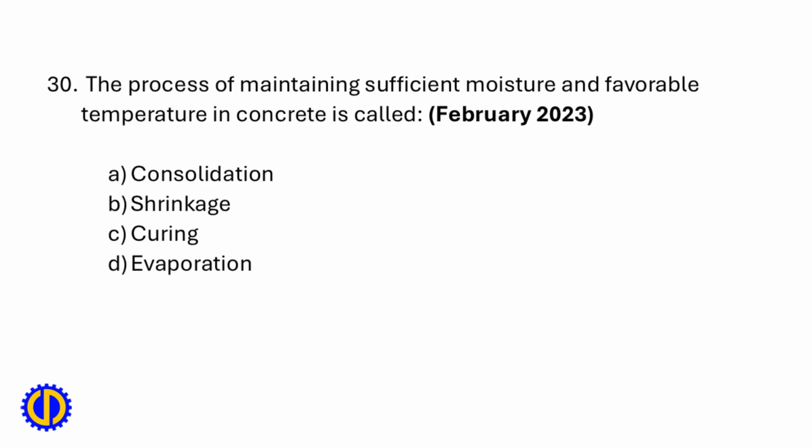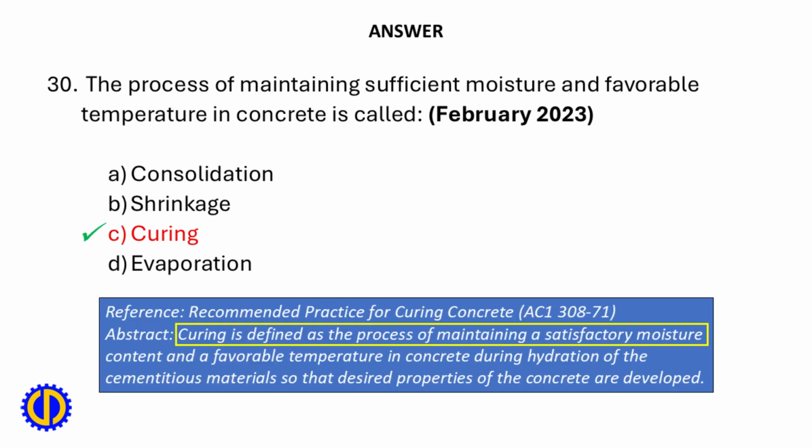30. The process of maintaining sufficient moisture and favorable temperature in concrete is called A. Consolidation, B. Shrinkage, C. Curing, D. Evaporation. C. Curing. Reference: Recommended practice for curing concrete, ACI 308-71.